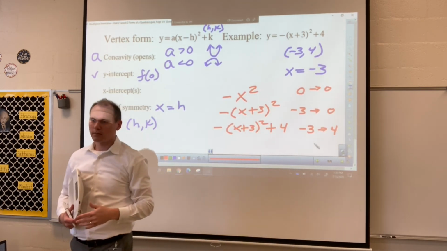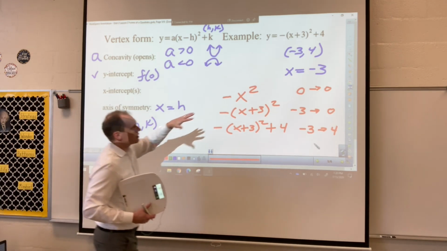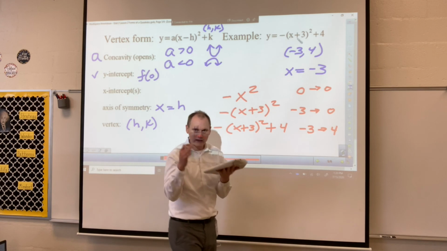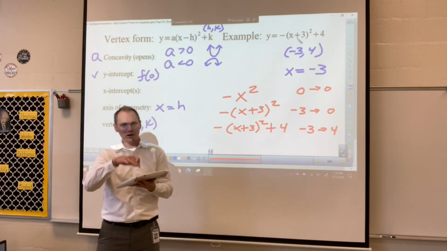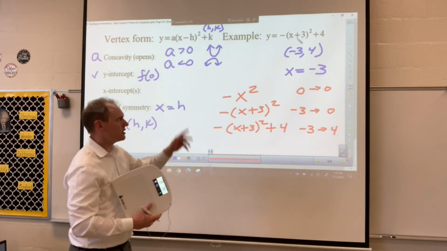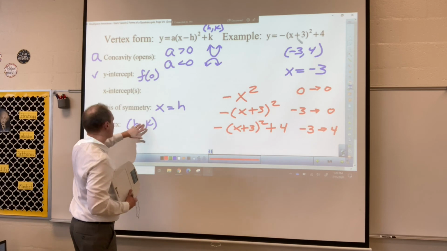So I don't want you to just understand that it's the opposite of the number in the parentheses. I want you to understand it's the value that makes it 0, because that's what either minimizes or maximizes the output. Right? So it's not just h and k. I want you to understand why it is that way.